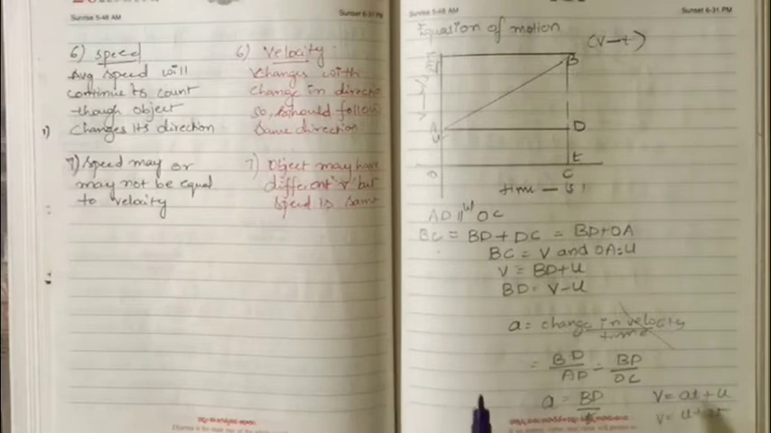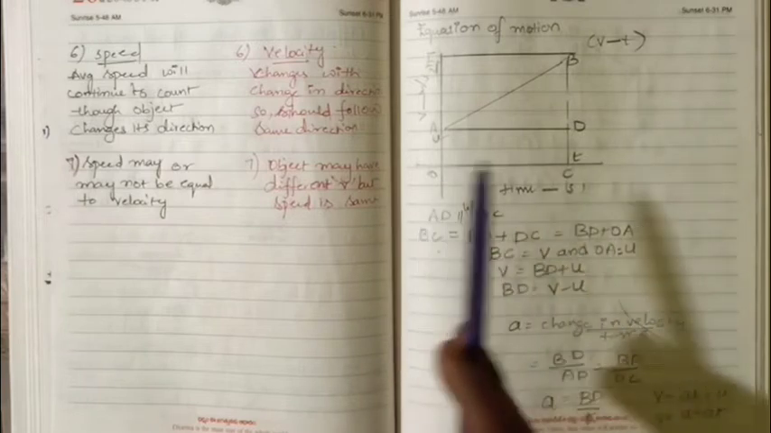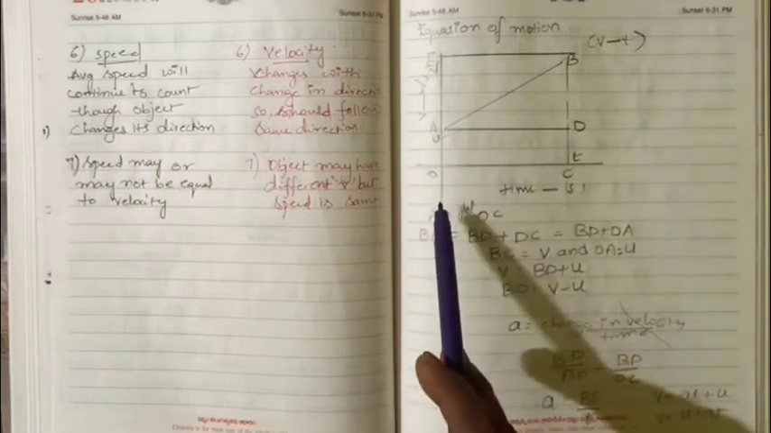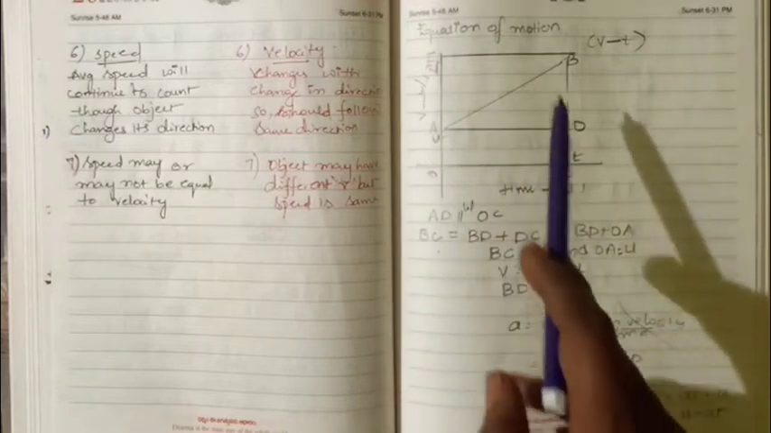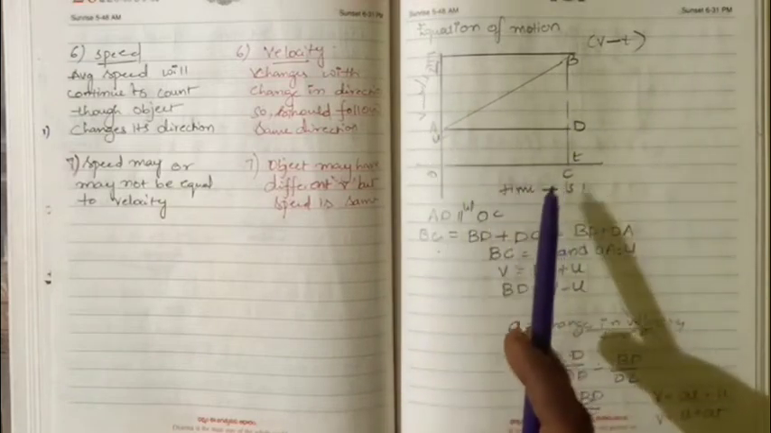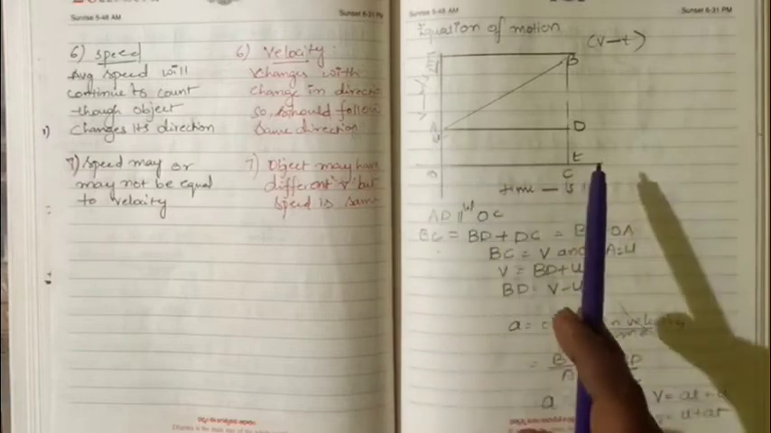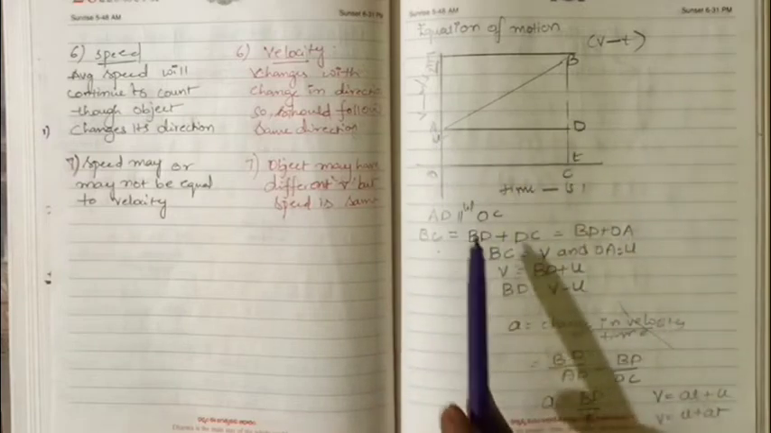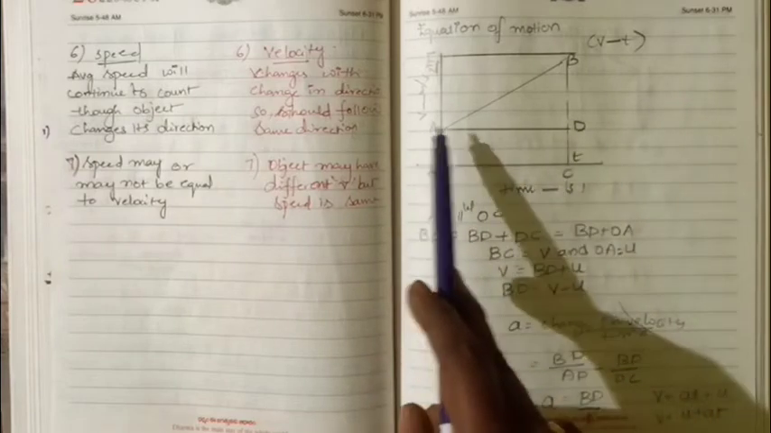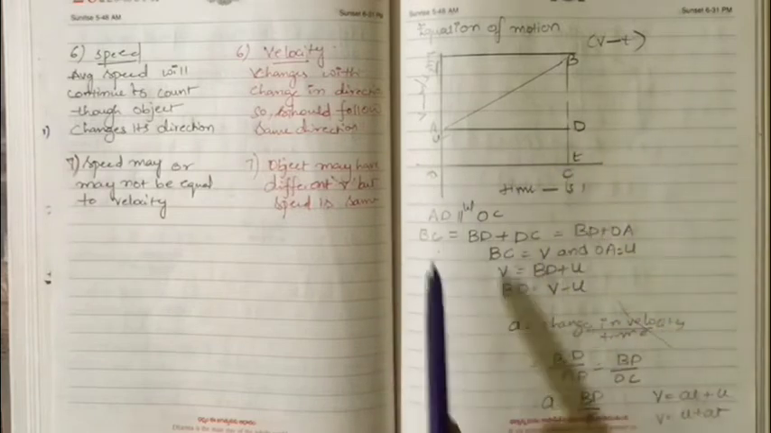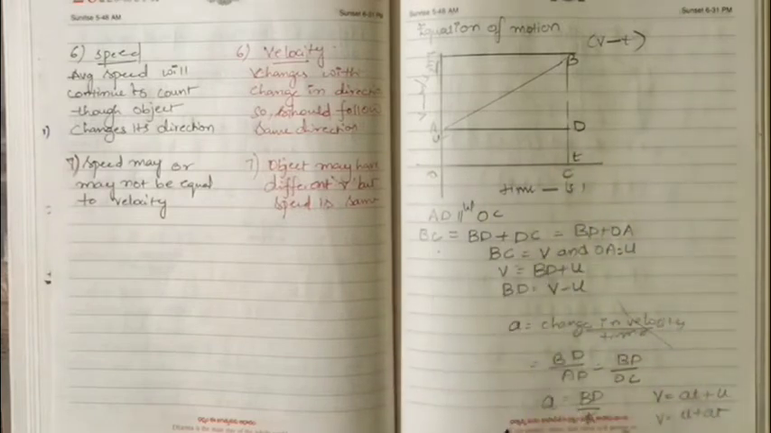Okay. Now coming to the things present in the graph, we have OA equal to u, OE equal to v. Among the parallel lines, OE is equal to BC, OA is equal to CD, and OC, which is time, is equal to AD. These points are to be considered because we will use them in deriving the equation.